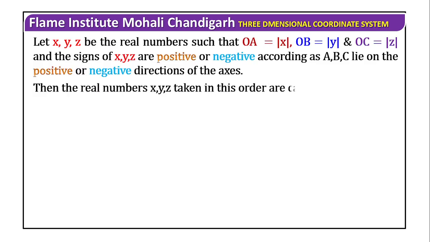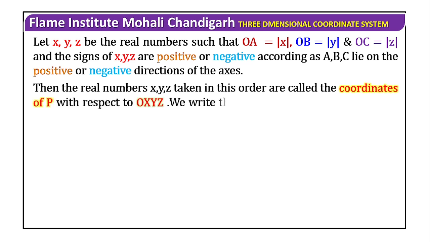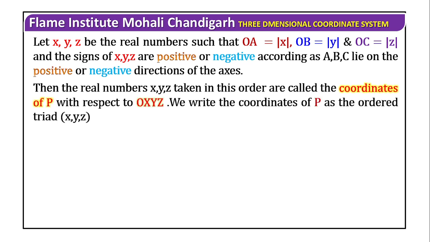Now, let x, y, z be the real numbers such that OA is equal to x, OB is equal to y and OC is equal to z. The signs of x, y, z are positive or negative according to whether A, B, C lie on the positive or negative direction of the axis. Then the real numbers x, y, z taken in this order are called the coordinates of P with respect to the axes, and we write the coordinates of P as an ordered triad, that is (x, y, z).